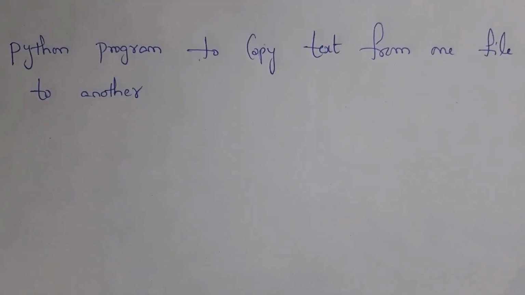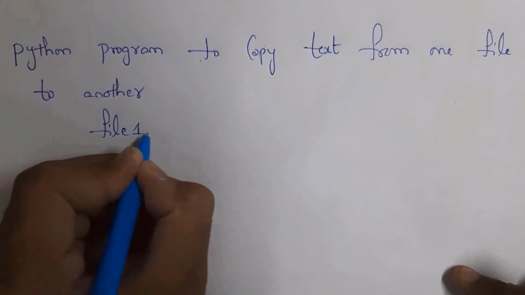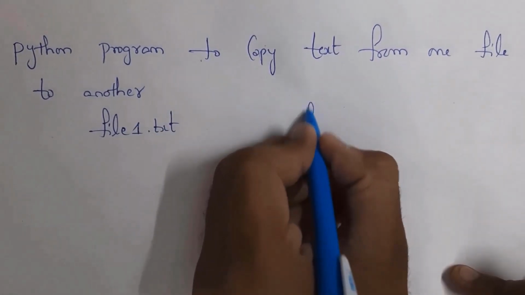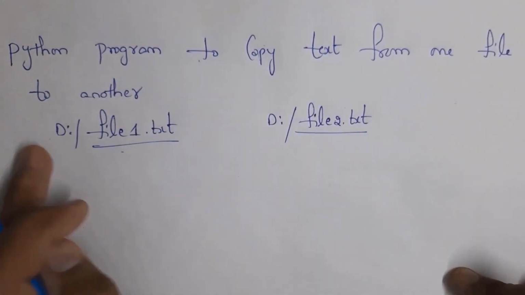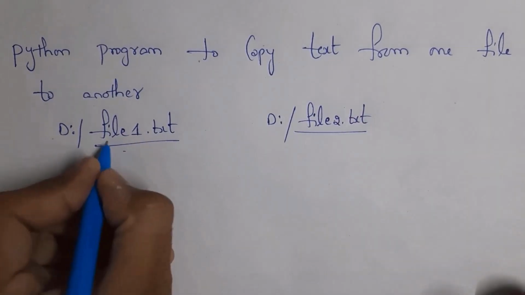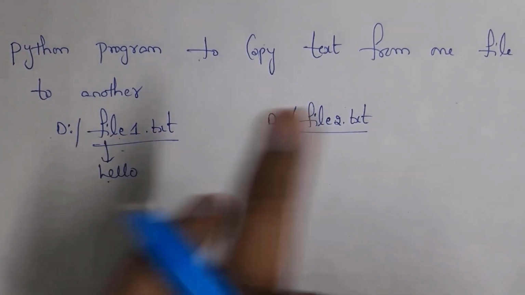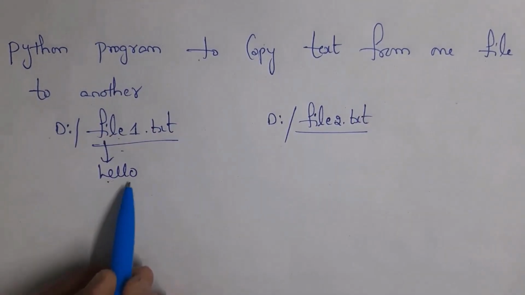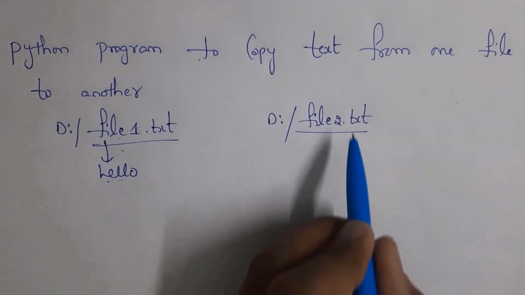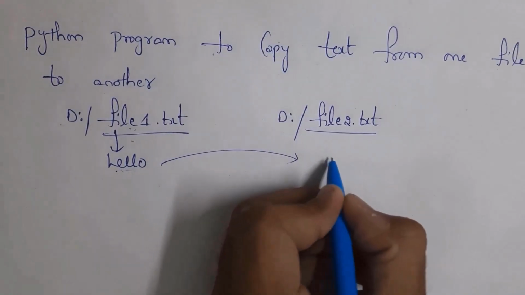Next I will explain a Python program to copy text from one file to another file. For example, there are 2 files. One file name is file1.txt and another file name is file2.txt. And both these files are present in local disk D, and file1 contains the text hello. Now I want to copy data which is present in file1 to file2. File1 contains hello. Now I want to copy this hello to file2.txt.